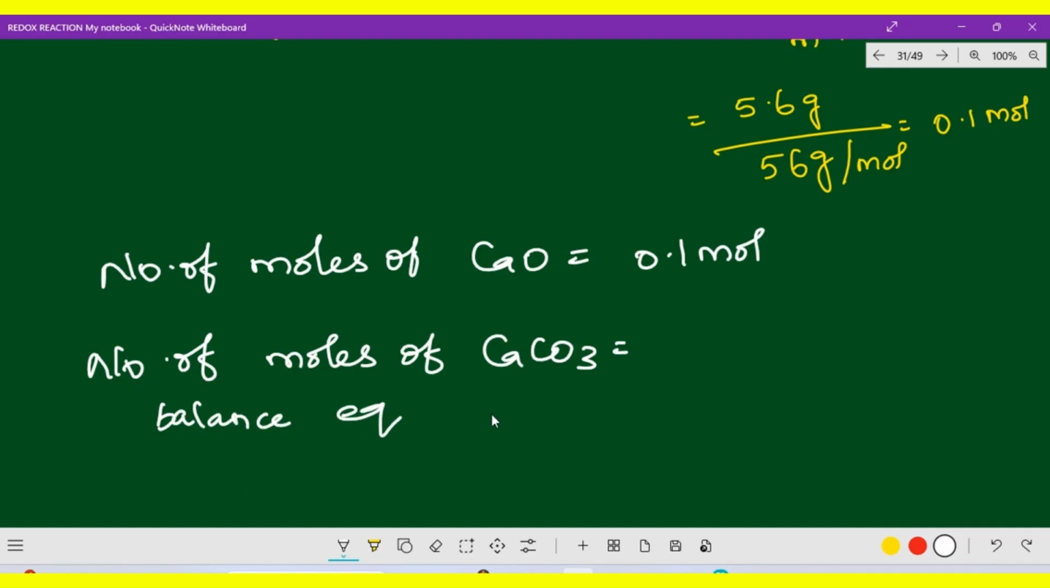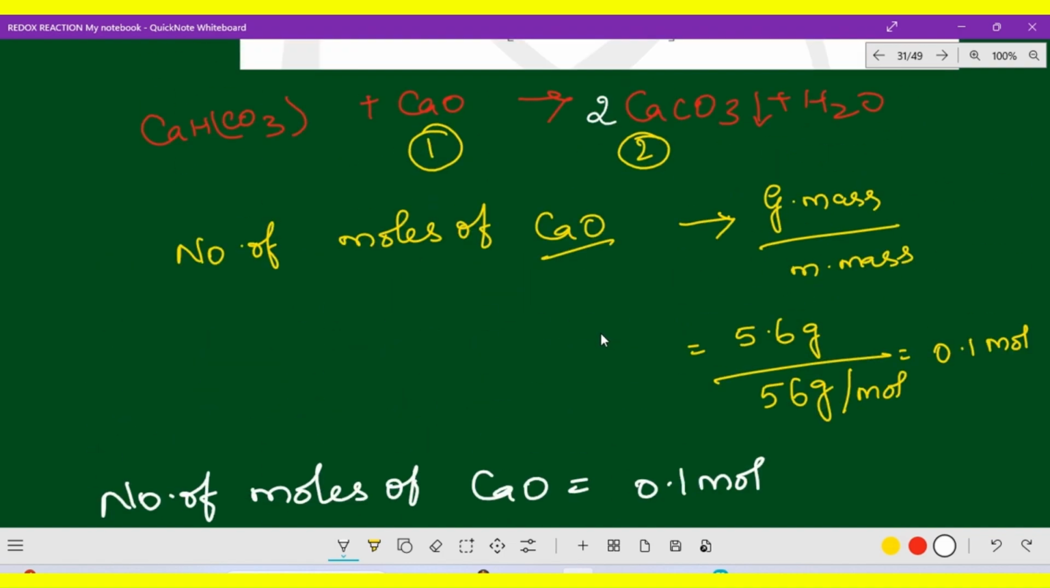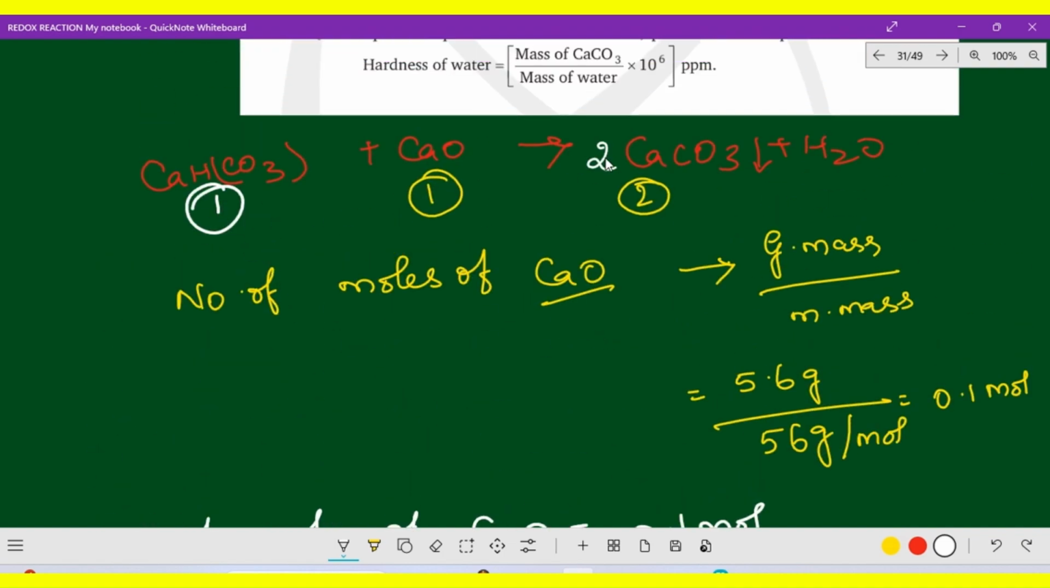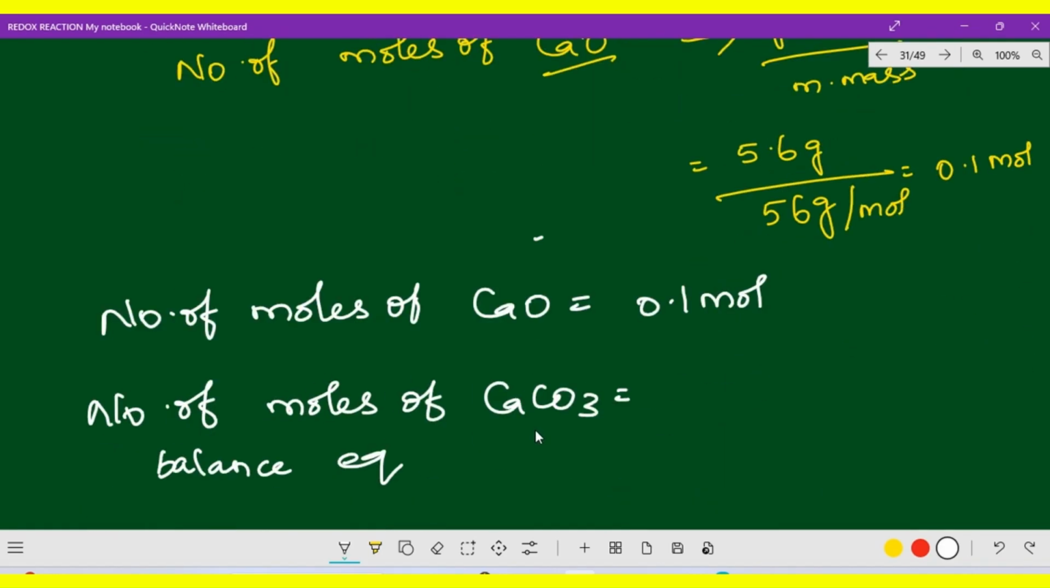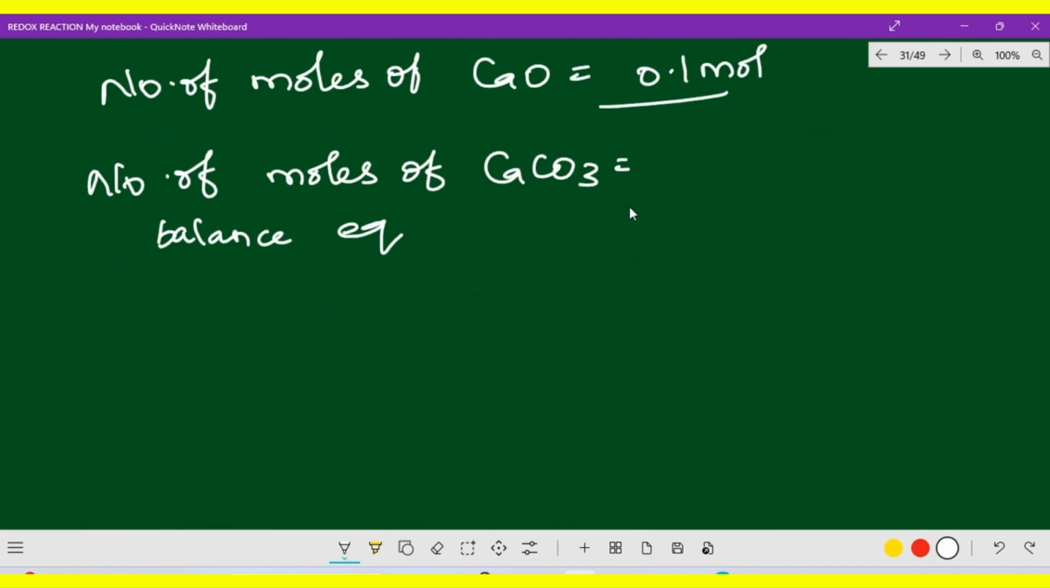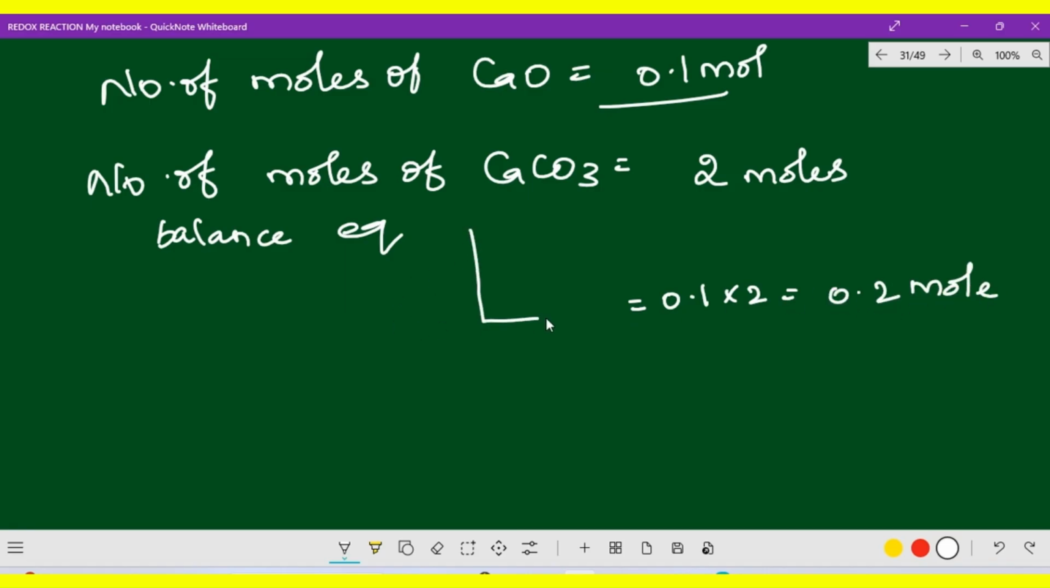So the balanced equation, how do we identify? Here 1 mole of lime and 1 mole of calcium bicarbonate, you are receiving 2 moles of calcium carbonate. So that means 1 mole of calcium oxide gives 2 moles of calcium carbonate. So number of moles of CaO is 0.1, and number of moles of calcium carbonate, according to the balanced equation, is 2 moles. So 0.1 into 2, you will get 0.2 mole. So 0.2 mole is the number of moles of calcium carbonate.